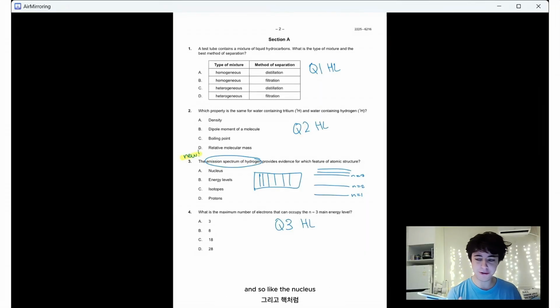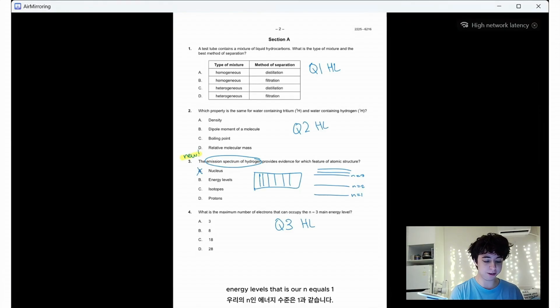The nucleus is not labeled in any of these diagrams, so that one's wrong. Energy levels, that is our n equals 1, n equals 2, and so on. That is what those things are. So we can label it in that diagram of the hydrogen atom. Okay, and so that one is the correct answer.